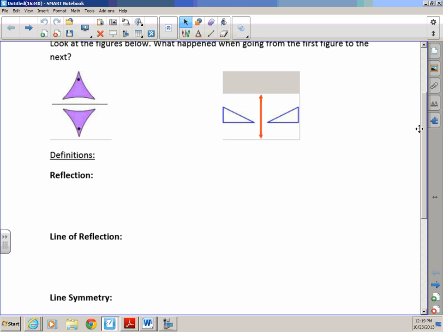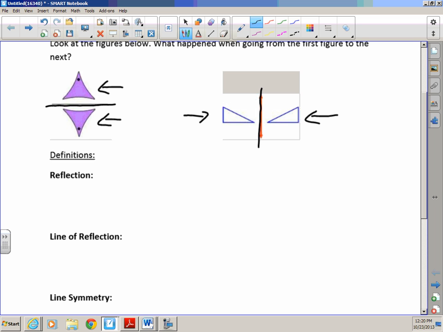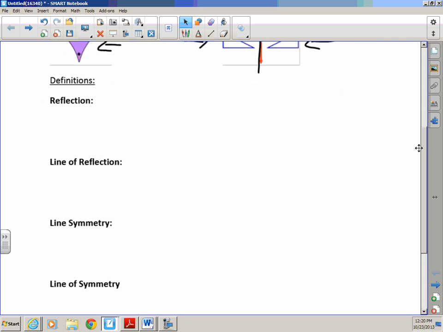If you look at the two examples given here, where I have one figure, let's call this the original and this the image, this the original and this the image. The question is, what happened to the figure in the before and after? Hopefully you'll see that one image is a reflection of the other. Or put another way, the figure flipped when it went from one to the other. And how did it flip? It flipped over a particular line. This line and that line. So, what does it mean when we say we have a reflection?